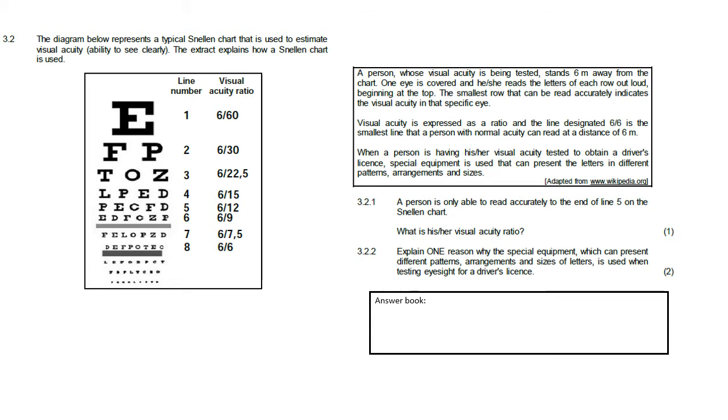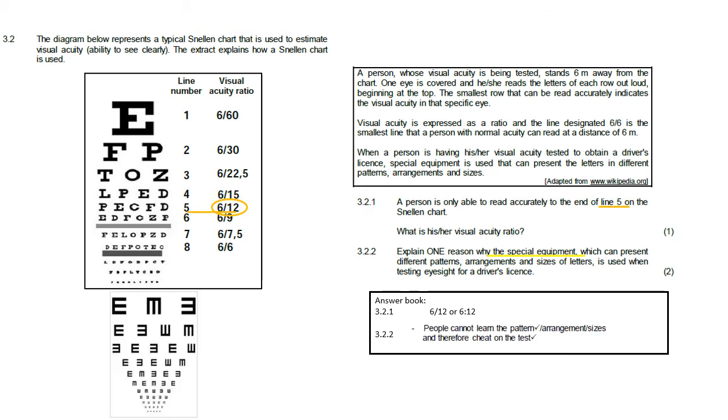3.2.1. We determine this person's acuity by looking at the Snellen chart and seeing what ratio corresponds to line number 5, and the answer is 6/12, or 6:12. 3.2.2. One reason the special equipment is used is because it looks like this, so you can't learn the pattern or arrangement or sizes or order, and therefore you cannot cheat.